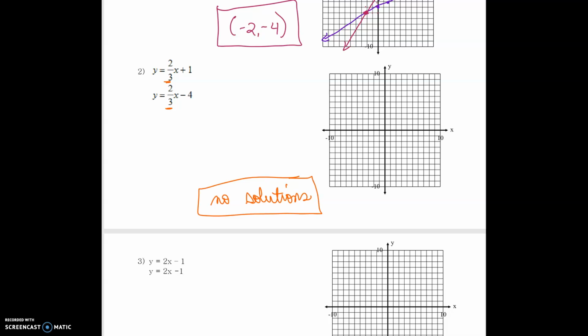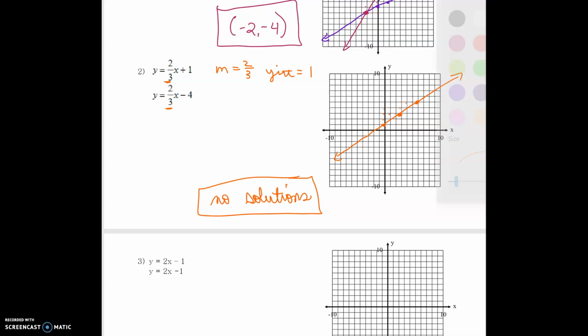So I'm going to go on the first one. My slope is 2/3. My y-intercept is 1. So I'm going to go up to 1. Then I'm going to go up 2 over 3. I'm going to draw that line.